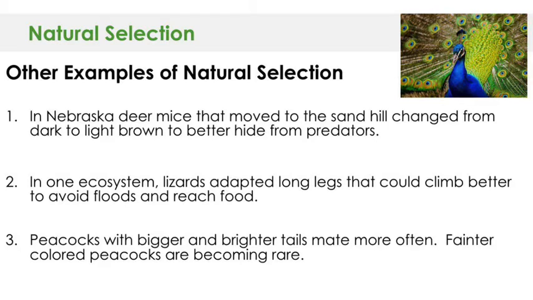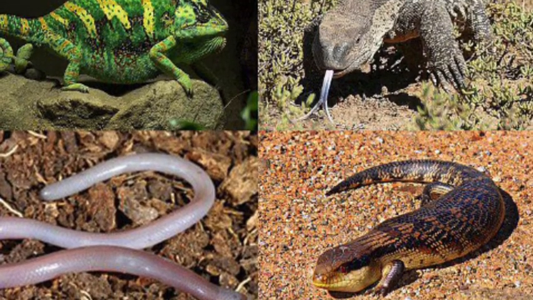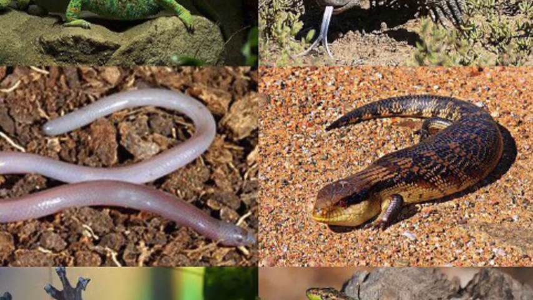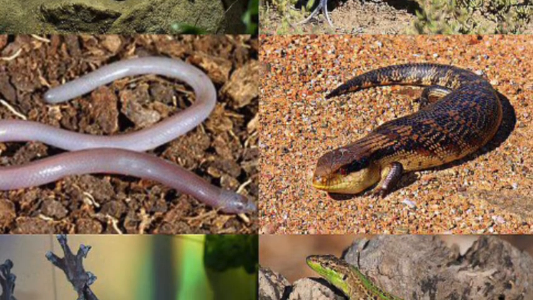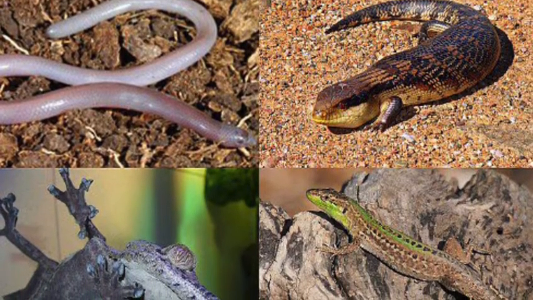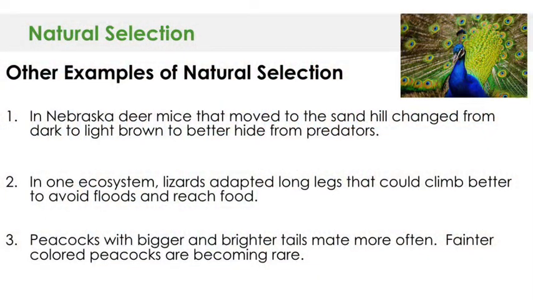Another example would be lizards, and they adapt with their legs over time. Different lizards have different lengths of legs to be able to reach their food. If a lizard has short legs, and some actually don't even have any legs at all, like a salamander, the length of their legs determines where they need to reach their food at. If they have longer legs, then they're going to need to reach higher up or be able to climb to reach their food. And like worms, they don't have to climb. They can get their food at the ground.